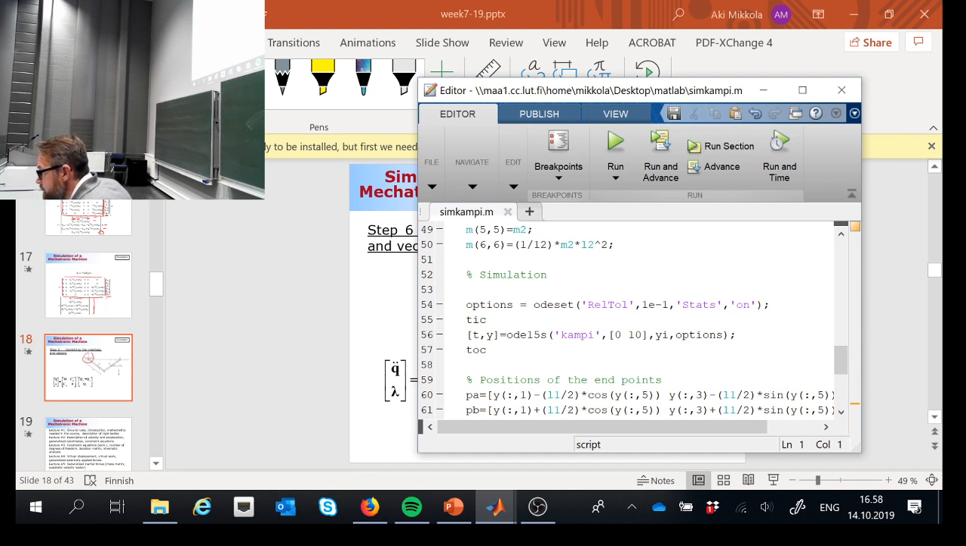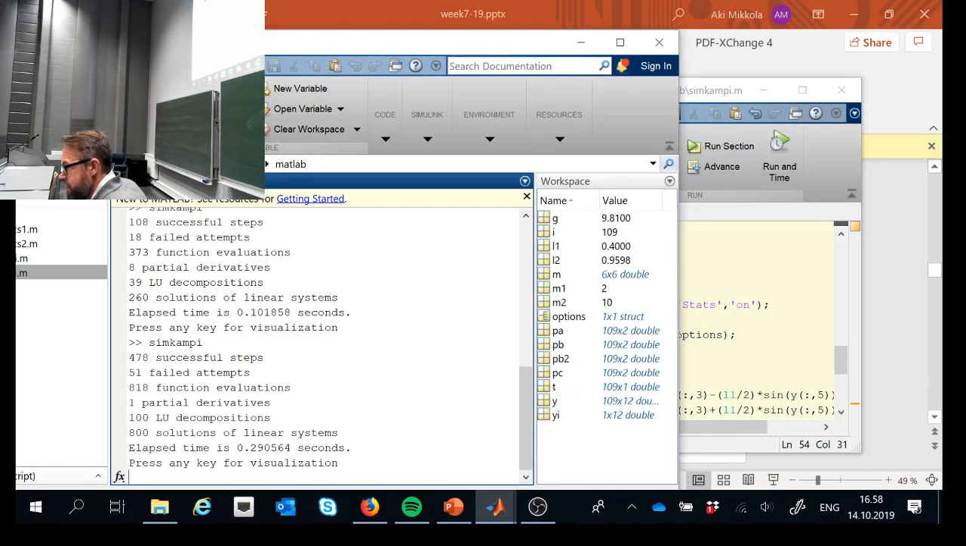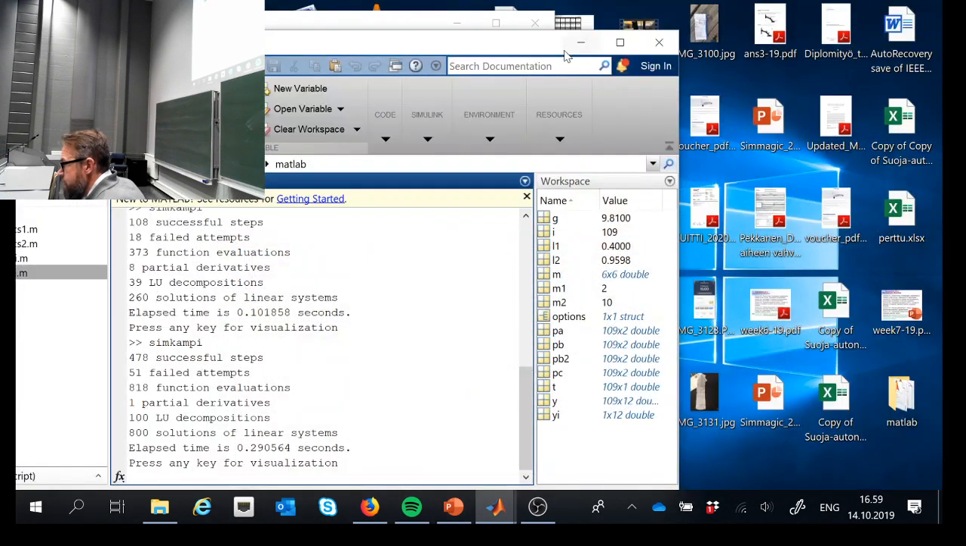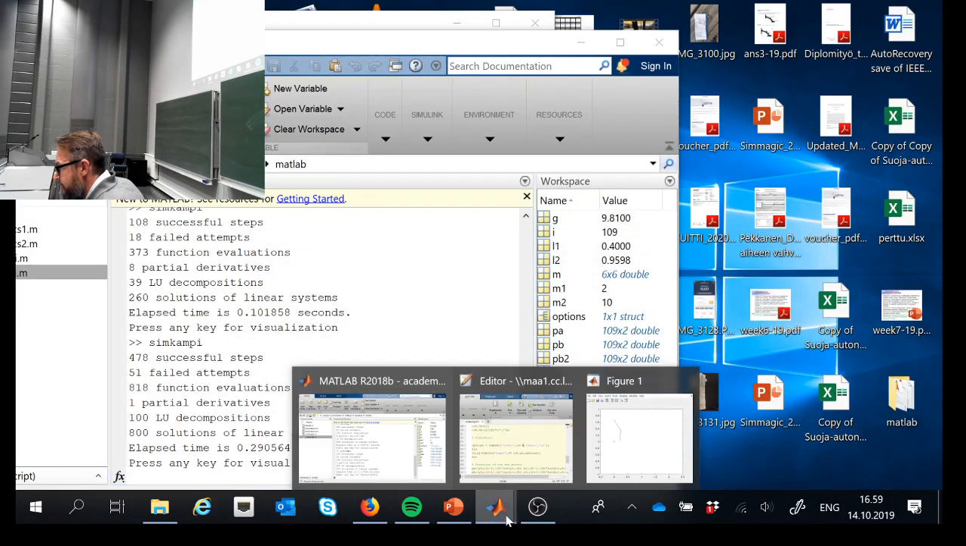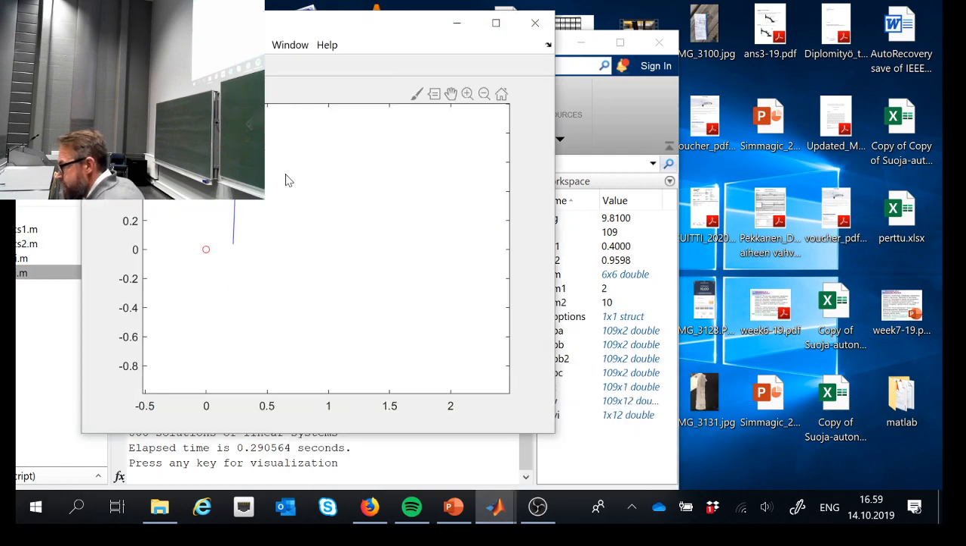So here's my integration tolerance. Let me make this a bit tighter, like that, and let me run the whole thing again. So it's here, it's already solved. And here's my animation.